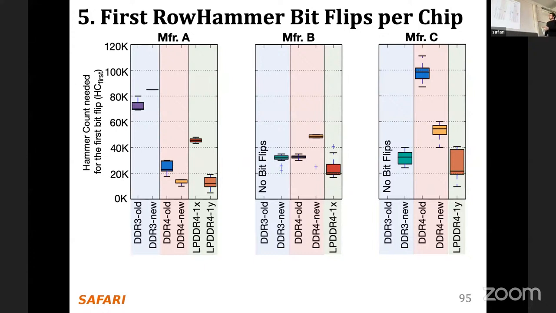This is showing you on the y-axis the number of activations to induce the first RowHammer bit flip for each chip, and you can see distributions across generations of the types of devices. So DDR3 old, all the DDR3 old chips, the values plotted for each chip here. So this distribution shows you the minimum and the maximum value that we observe.